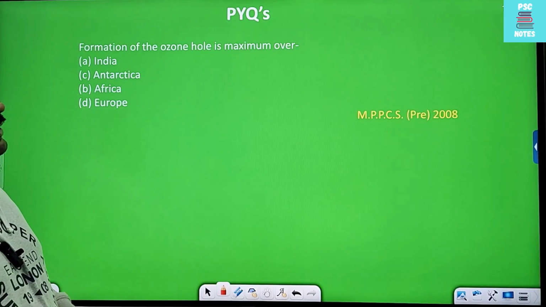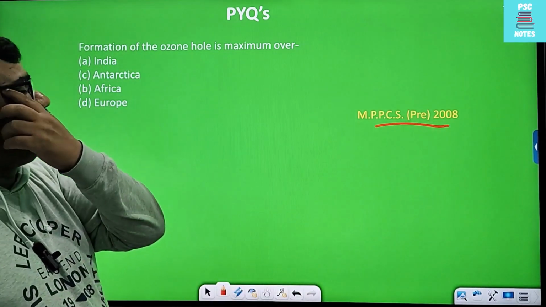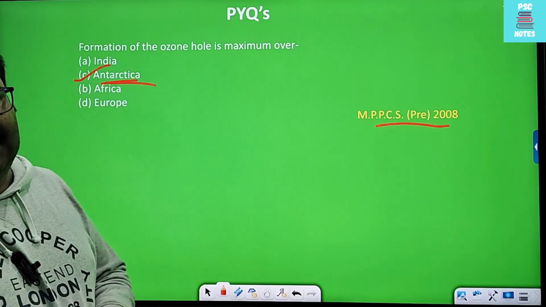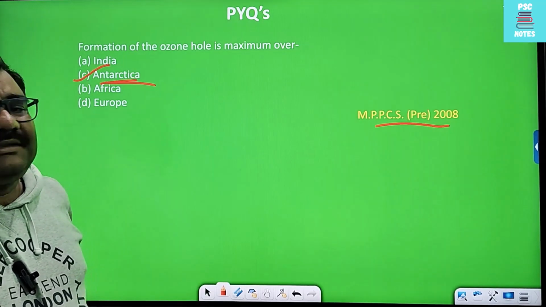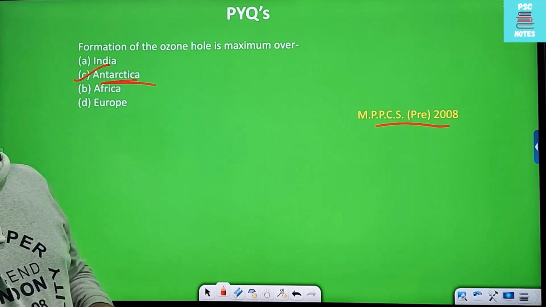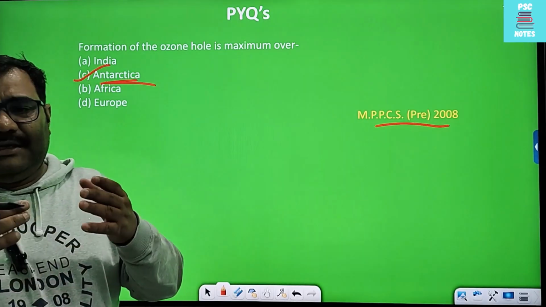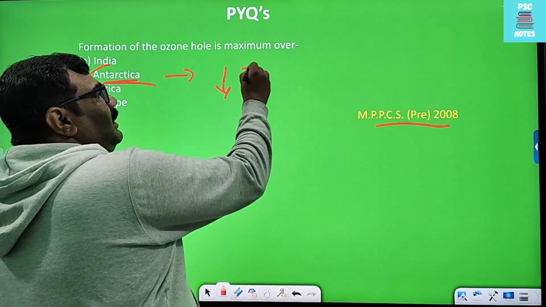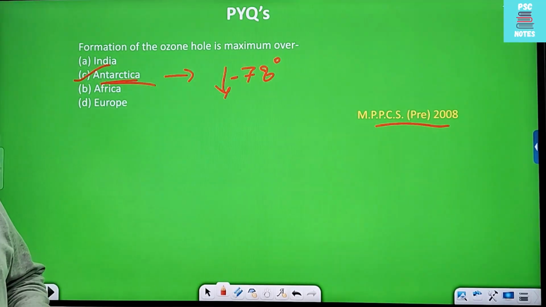So now coming to next question which was asked in MPPSC Prelims 2008. Formation of ozone hole is maximum over Antarctica. So there is also one question. ठीक है, कि किसने किया था? तो ब्रिटिश साइंटिस्ट ने फर्स्ट ऑब्जर्व किया था. एंटार्क्टिका में होता क्या है कि मई और अगस्त में टेम्परेचर इन द स्ट्रेटोस्फीयर ड्रॉप्स बिलो -78 डिग्री. ठीक है, क्या होता है, टेम्परेचर बहुत ज्यादा -78 डिग्री से भी नीचे चला जाता है.